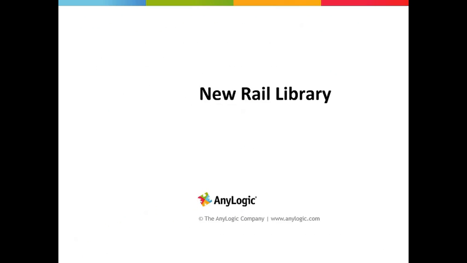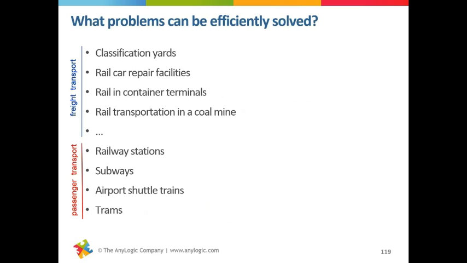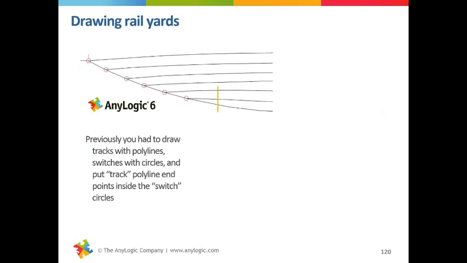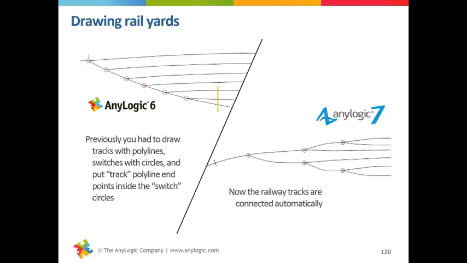New Rail Library. There is a new rail library in AnyLogic 7 which can be used for classification yards, repair facilities, railway stations, subways, and airport shuttle trains. In AnyLogic 6, one previously had to draw tracks, then go back and draw switches using circles, and it was important that each switch had to contain exactly 3 track endpoints. In AnyLogic 7, railway tracks are connected and switches appear automatically.